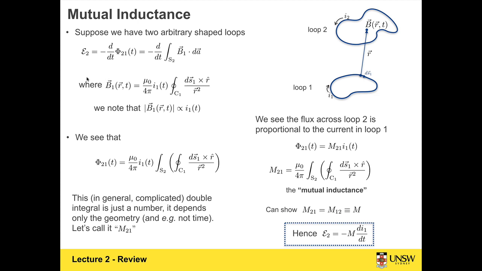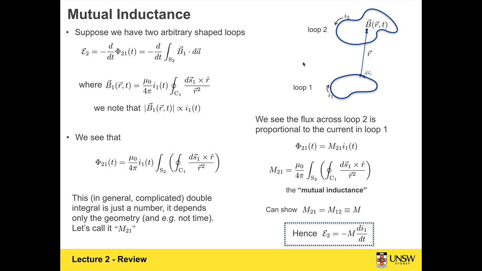And the idea is to find the electromotive force induced by changing current. So electromotive force in loop 2 that's induced from a change in current in loop 1. And of course, we can work out the details. We can always calculate the B field due to a current in loop 1. Of course, this is just Biot-Savart Law being used. But we also note that the magnitude of the B field is always proportional to the current. And so we could calculate the flux.